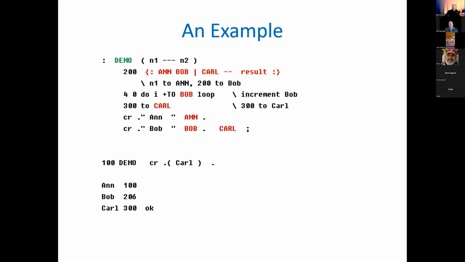And the same with Bob, print out the contents of Bob. And since an output parameter is required, we will then access Carl and leave Carl's value on the stack. So executing this with 100 demo and then printing Carl, what we will see is that it prints out a value of 100, which is what was loaded from the stack. Bob prints out a value of 206, which was the 200 on the stack plus the loop increments. And then Carl comes out with a value of 300, which was loaded in the routine. So it's very well behaved, very clear, very calm, very well behaved.